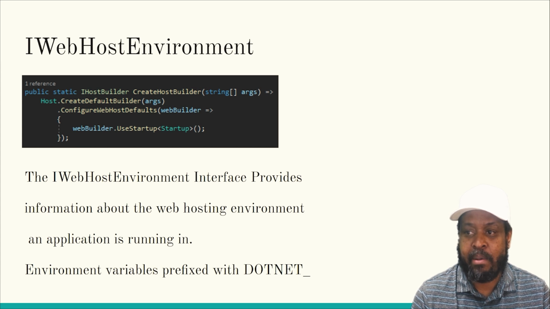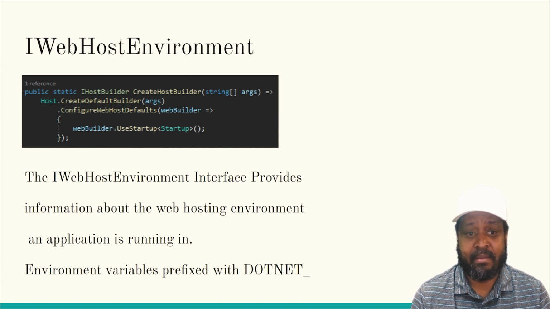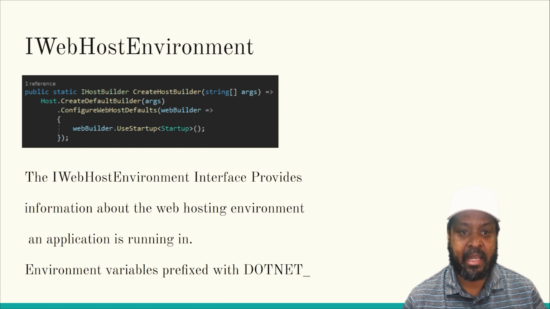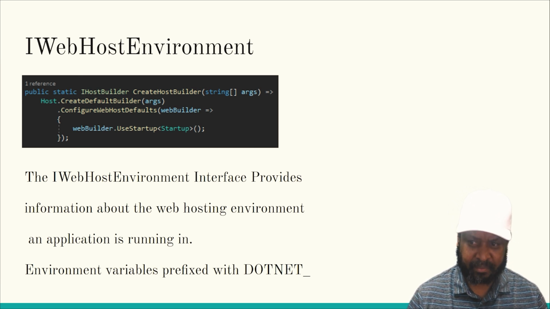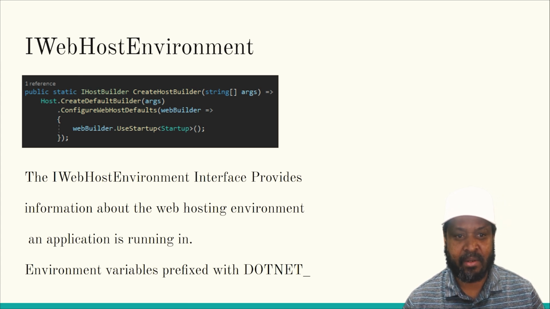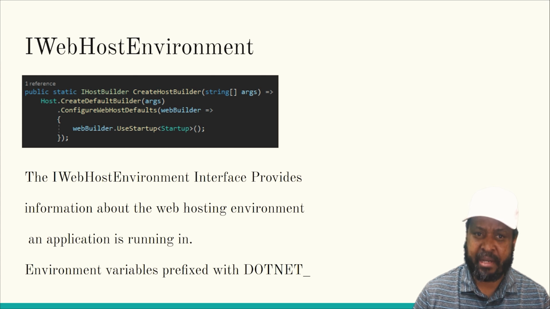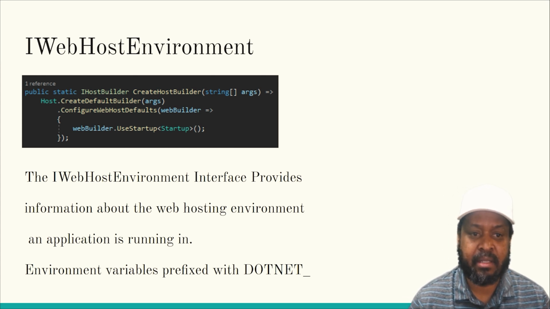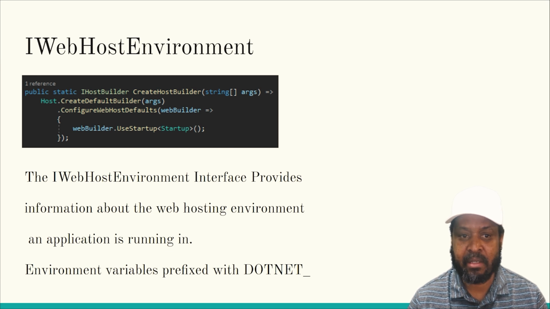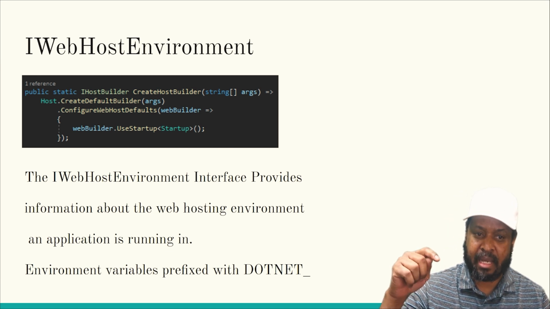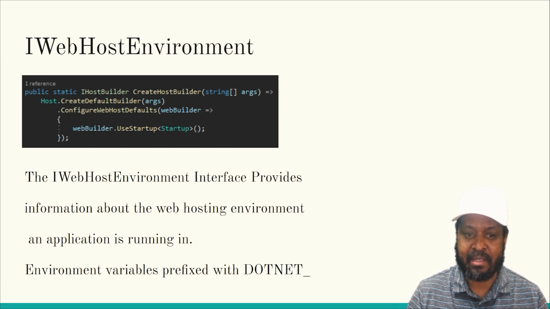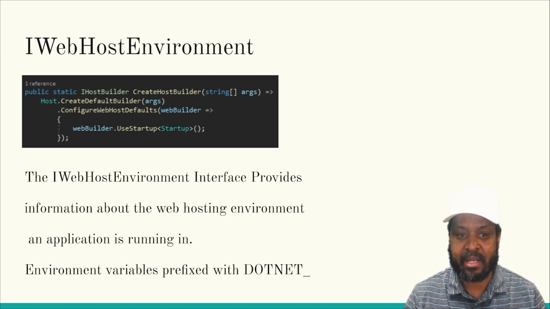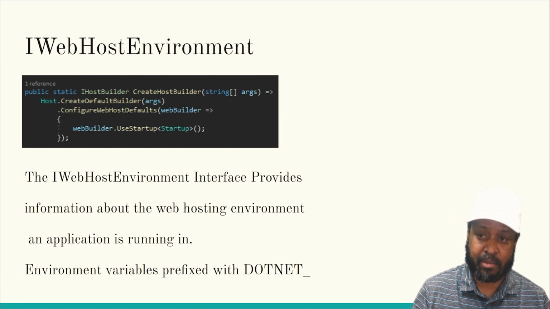The IWebHostEnvironment, we're gonna talk about that now. To determine the runtime environment, ASP.NET Core reads from the following environment variables. Environment variables are prefixed with DOTNET_ and are key value pairs. Okay? Using the default configuration, after ASP.NET Core reads the appsettings.json, appsettings.{Environment}.json and secret manager, then it loads the environment variables.